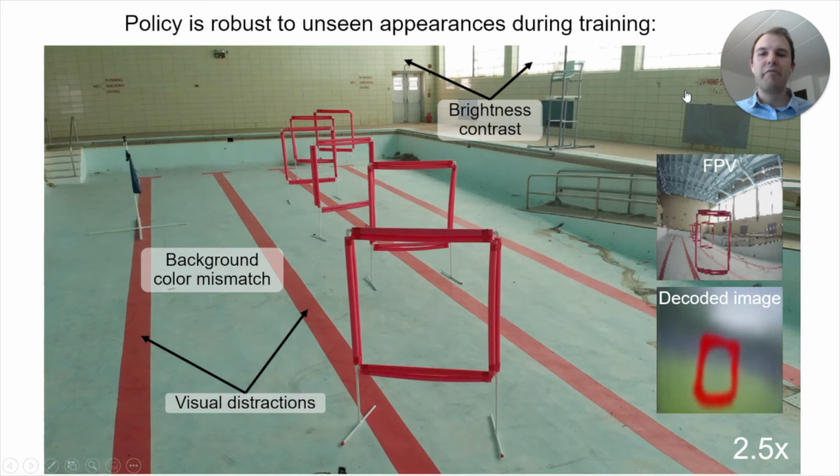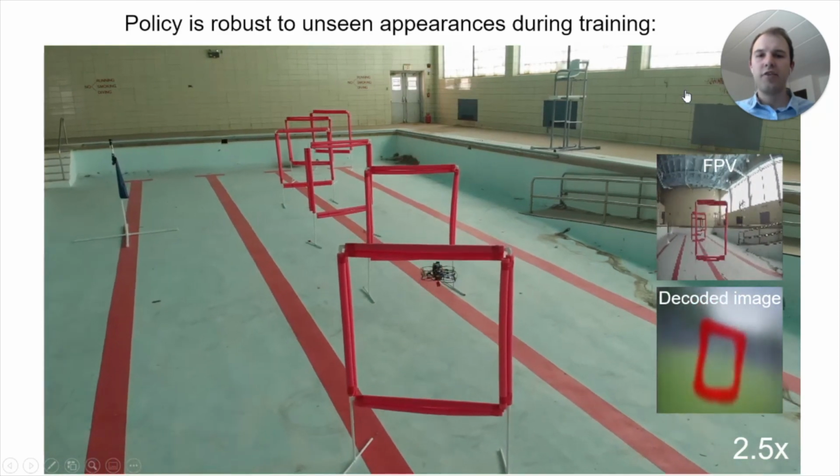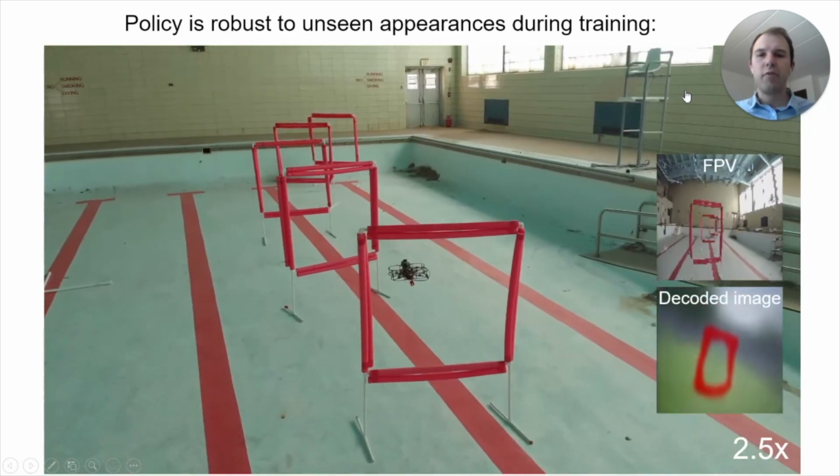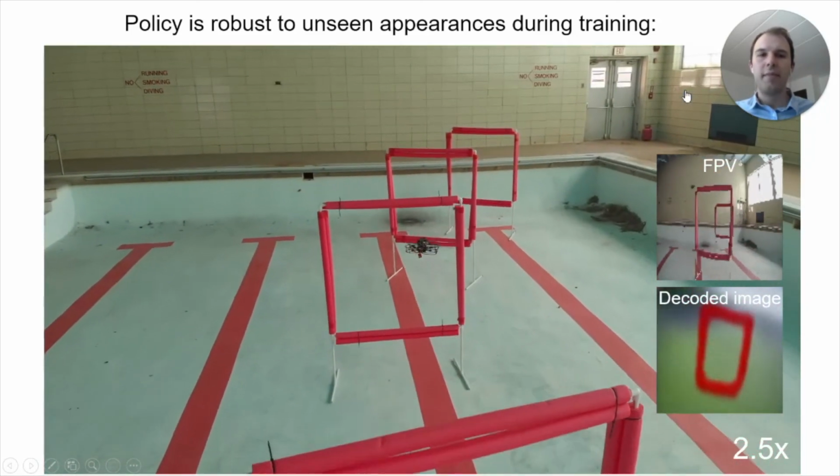We have quite big visual distractors like the red stripes at the bottom of the pool. And we have a big brightness contrast coming from the windows on the right side. And despite all these differences and challenging settings, our drone was able to perform quite reasonably well in this environment.